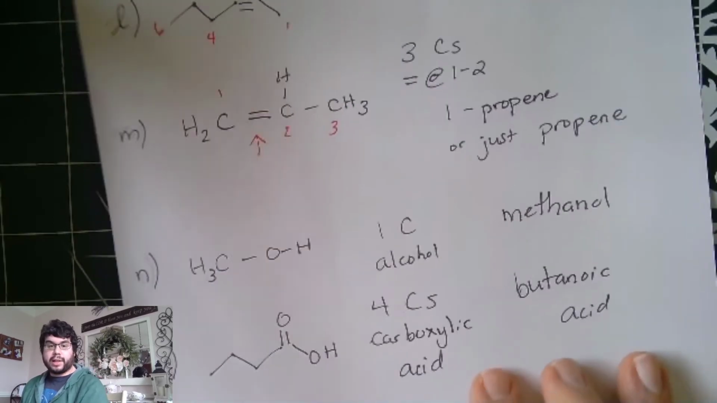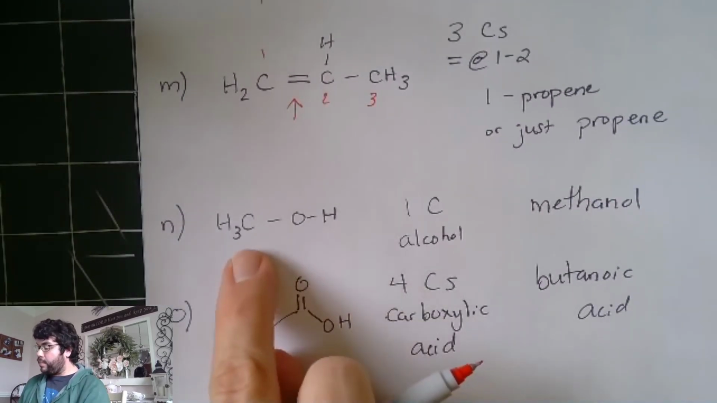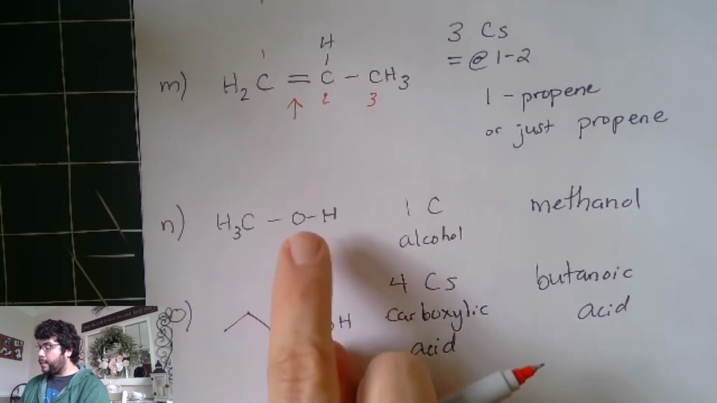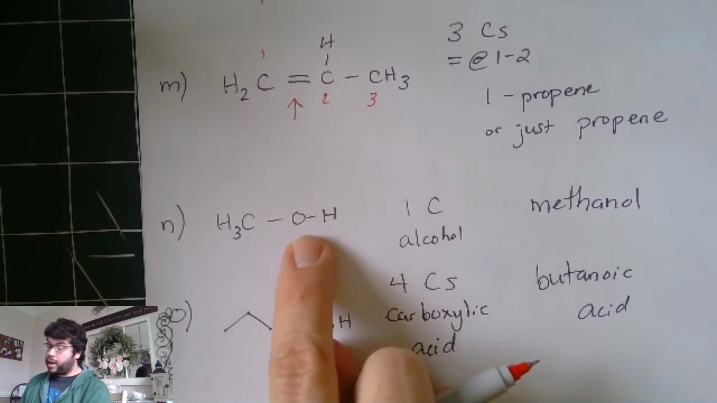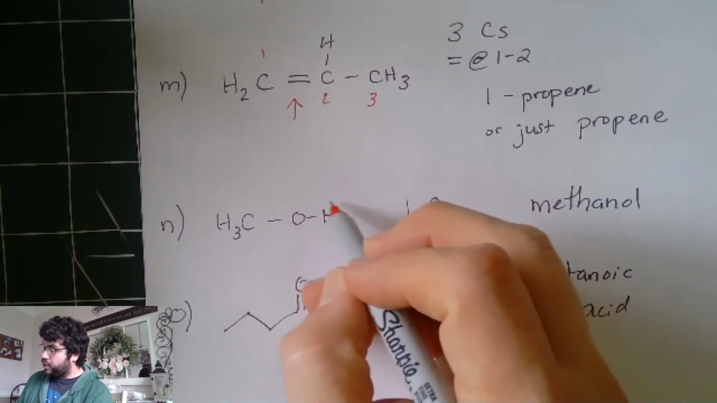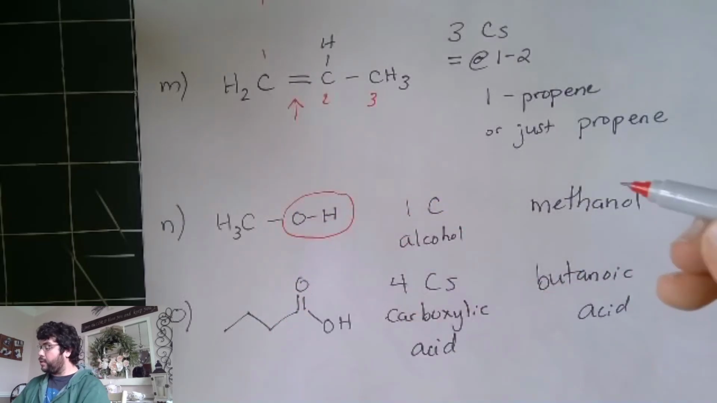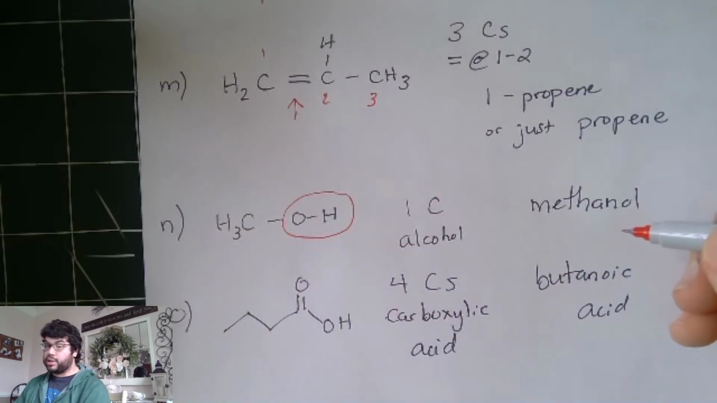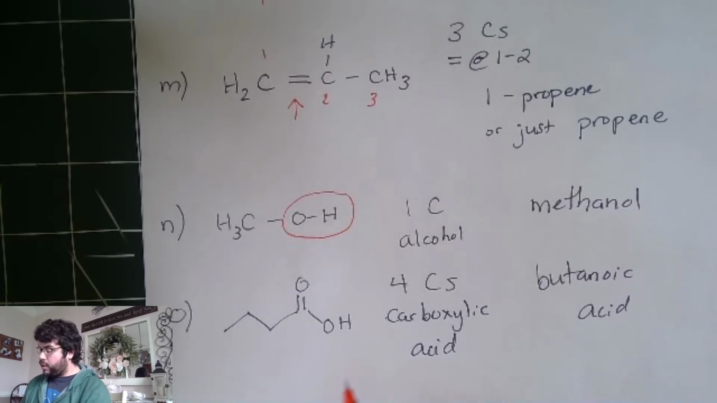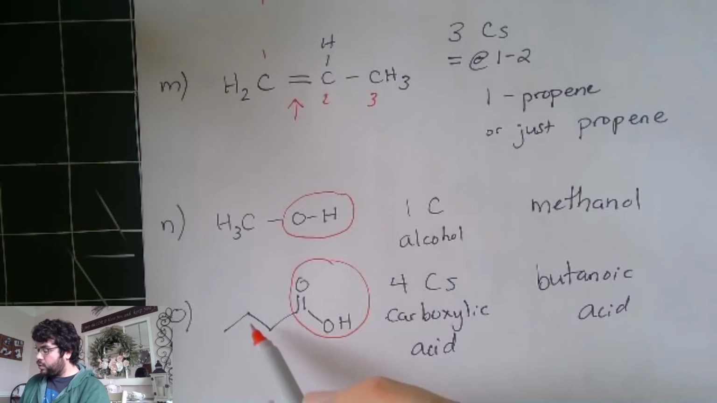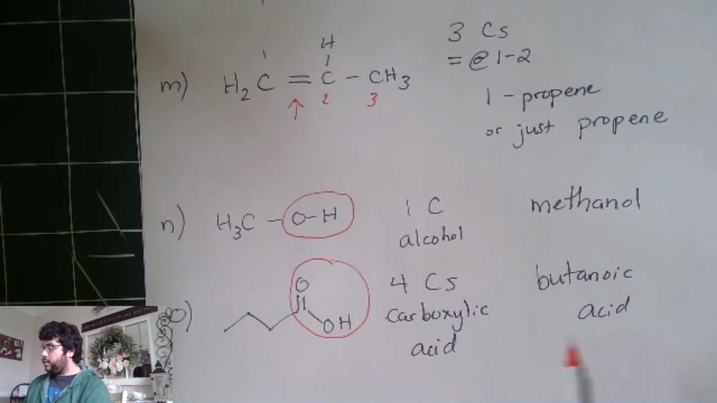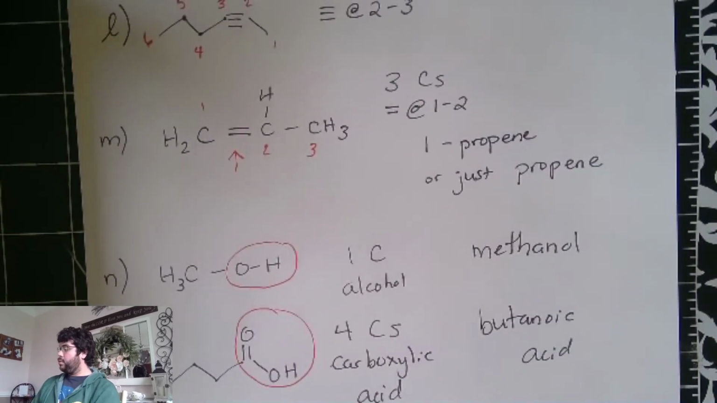Second to last one, we've got a methyl group off of the oxygen here, the hydroxyl group. This is going to be some kind of alcohol with the methyl group there, so this is methanol, CH3OH. Last one, we've got a carboxylic acid, and we've got 1, 2, 3, 4. So 4 carbons, carboxylic acid, butanoic acid. Simple as that. So 4 carbons, butanoic acid.